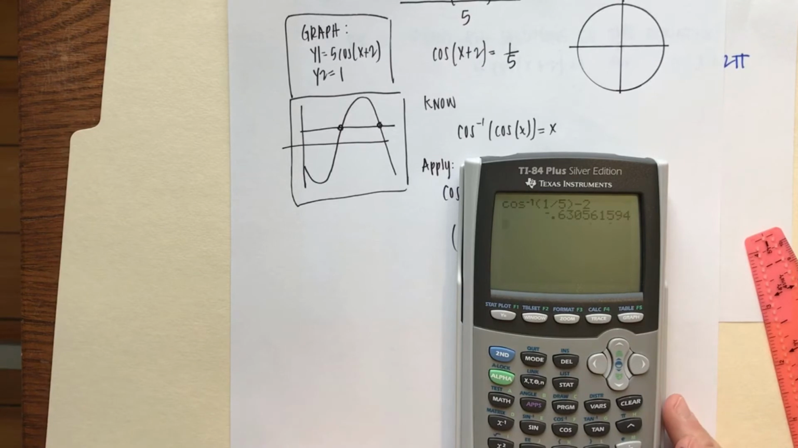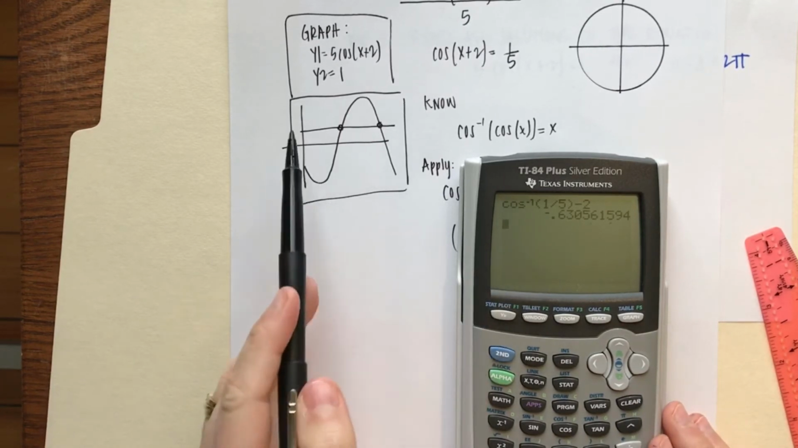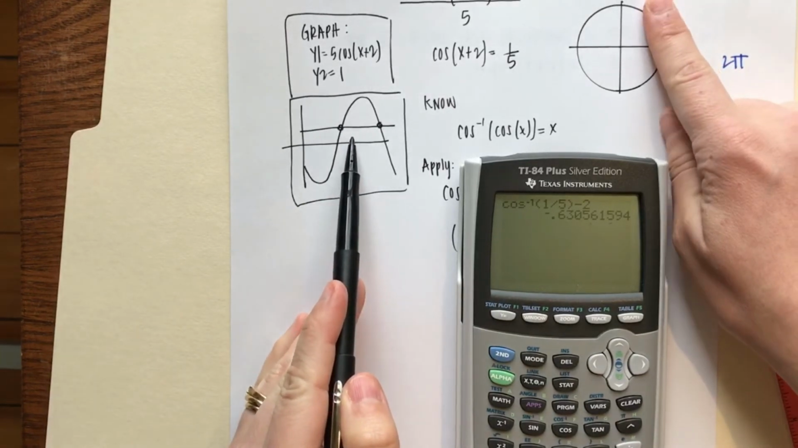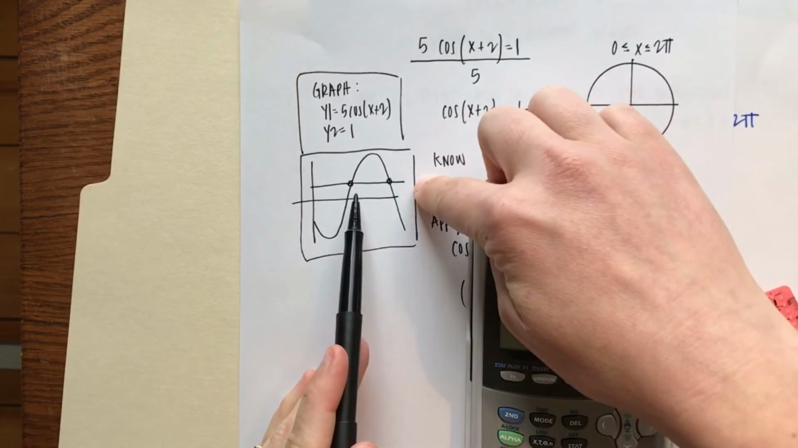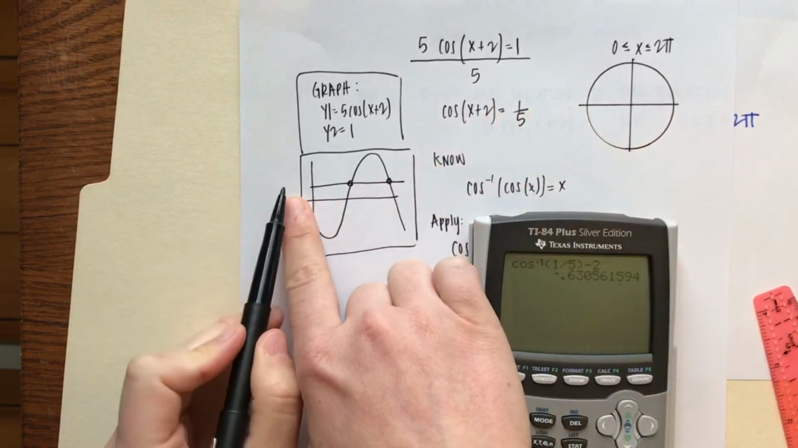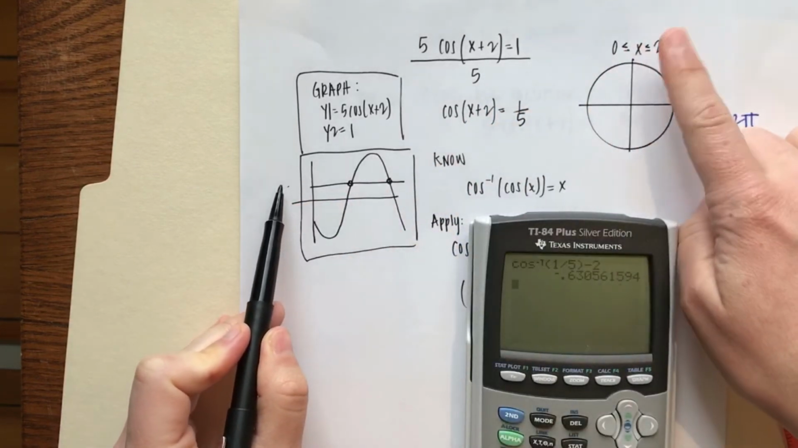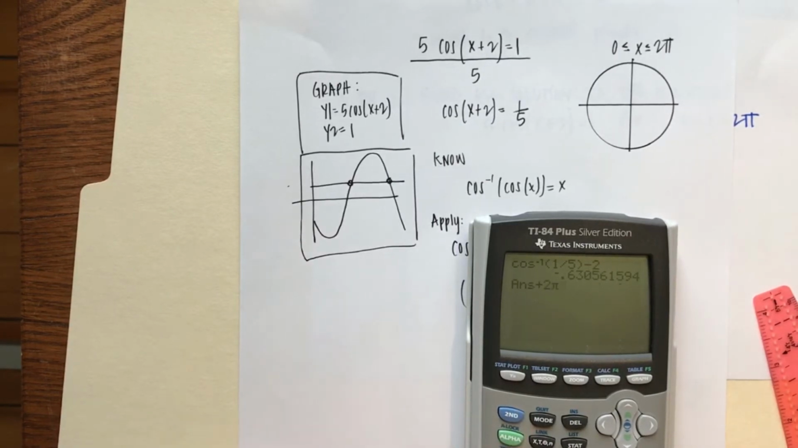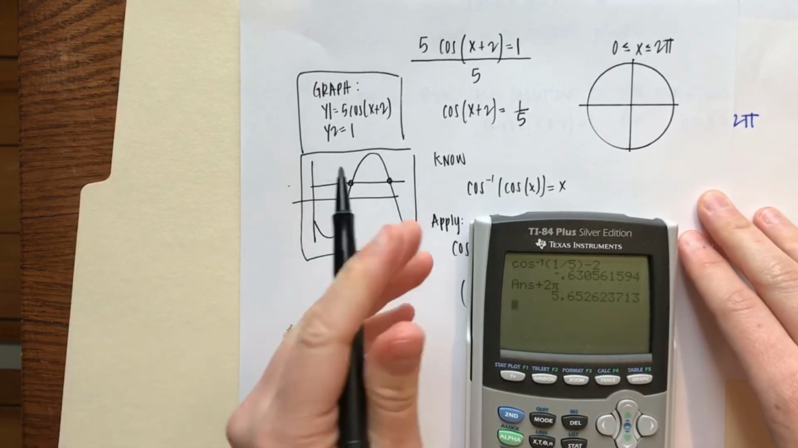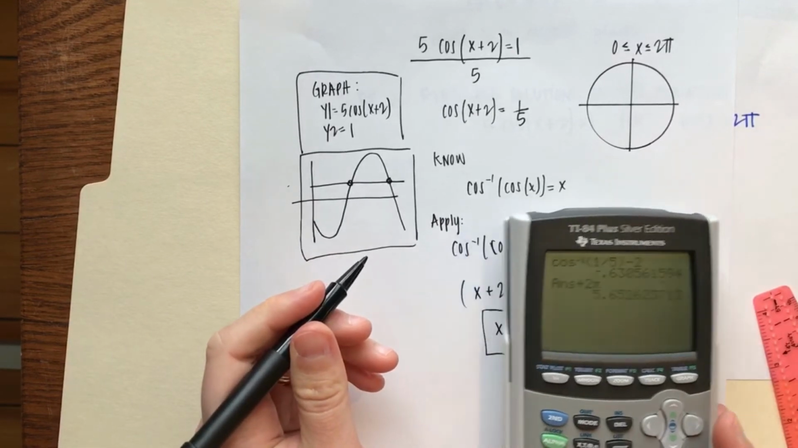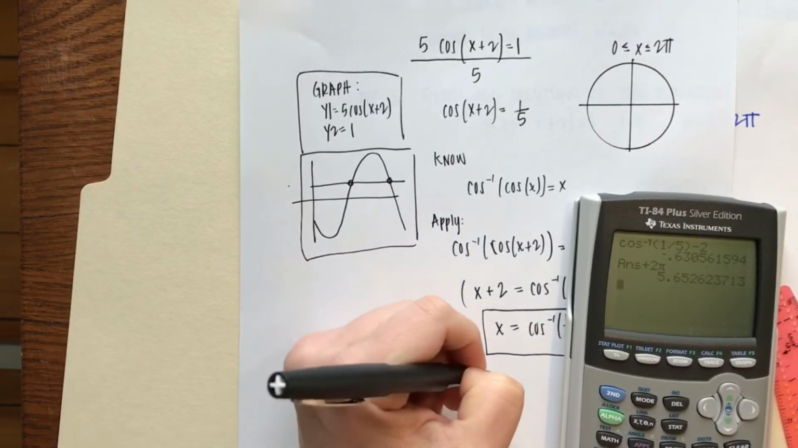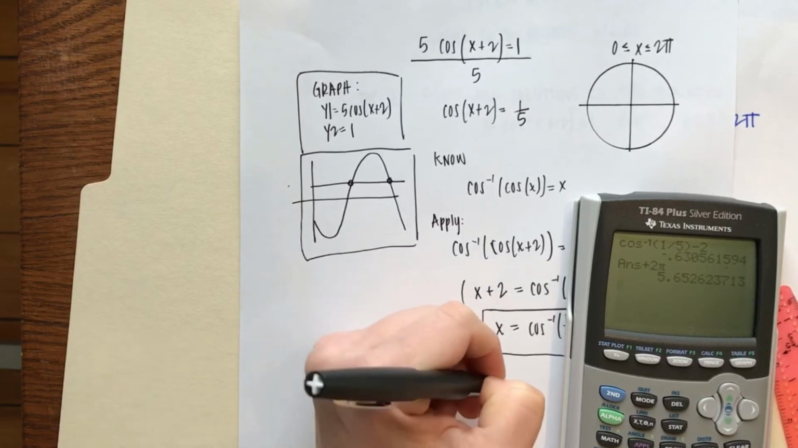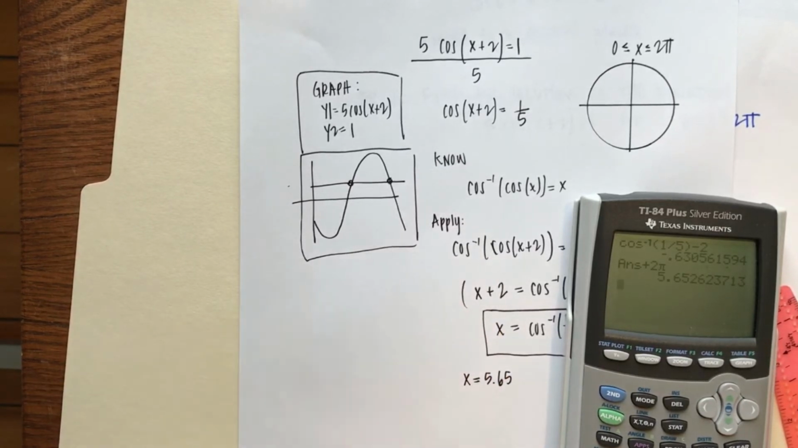Negative 0.6305. That didn't give me exactly what I was expecting, because I have 2 solutions in the range from 0 to 2 pi. See how the graph really helped us? So those are giving me solutions over here that are not in my expected domain. So I'm going to add 2 pi to those solutions because I know that cosine is periodic every 2 pi. So x equals 5.65 as one solution, but where's my other solution?